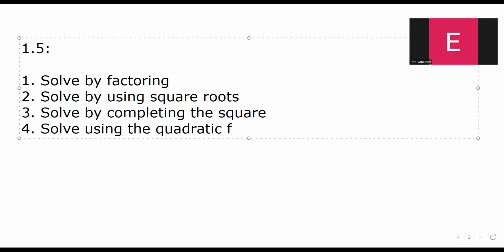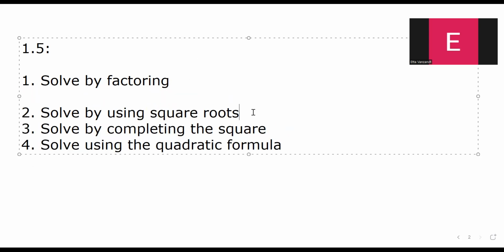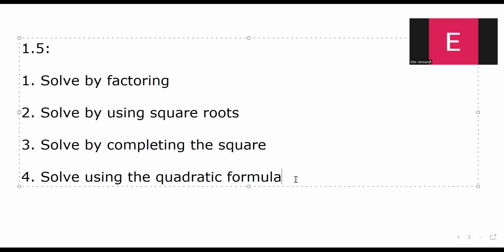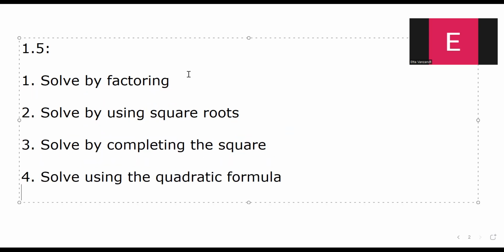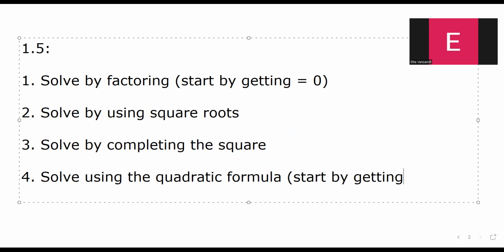All right. Now, of these 4 approaches, depending upon which one you use determines whether or not you get it equal to 0. When you solve by factoring, you want to start by getting it equal to 0. And when you solve by using the quadratic formula, you want to start by getting the equation equal to 0. So there are a couple of approaches where your first move is to make it equal to 0. But if you notice, I didn't say it on the 2 in the middle.